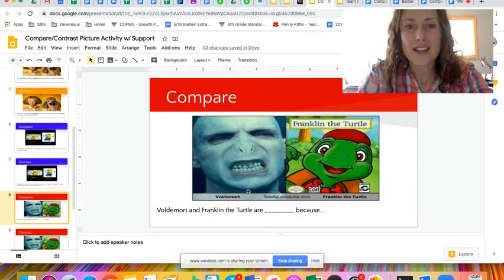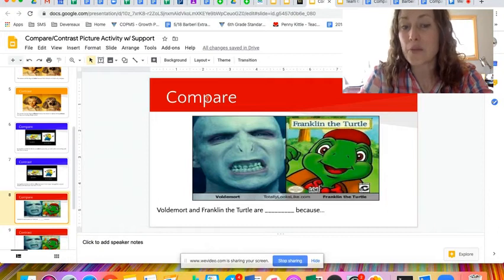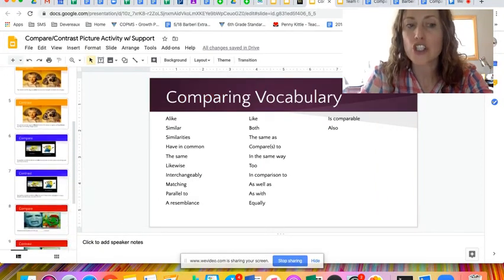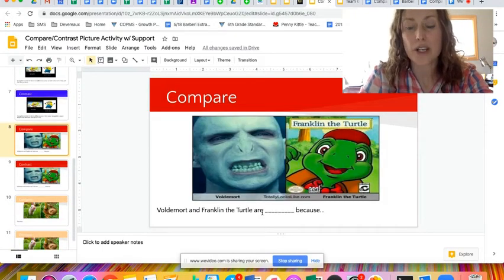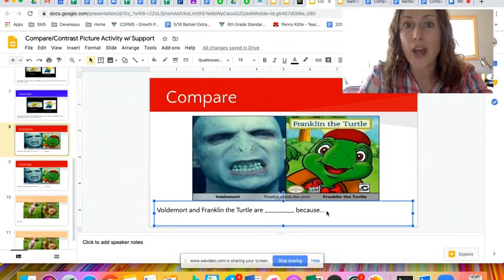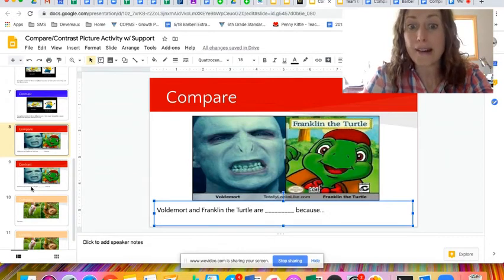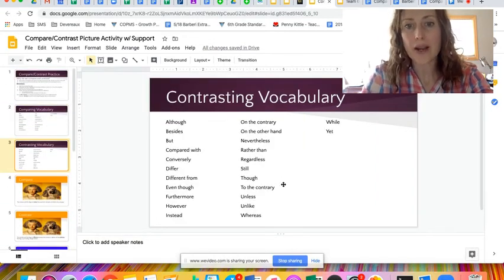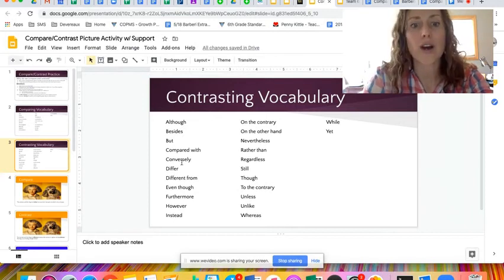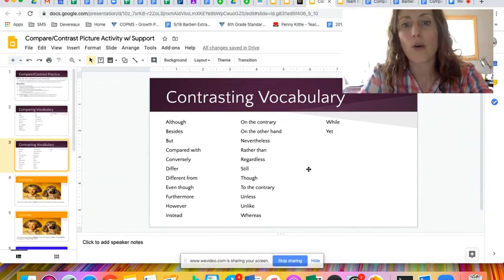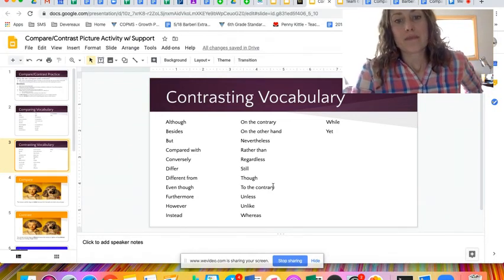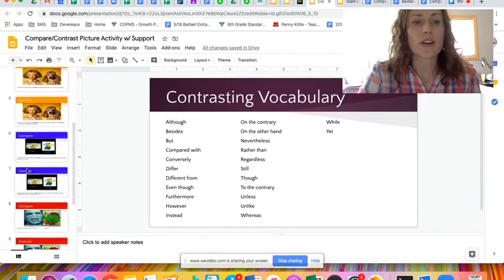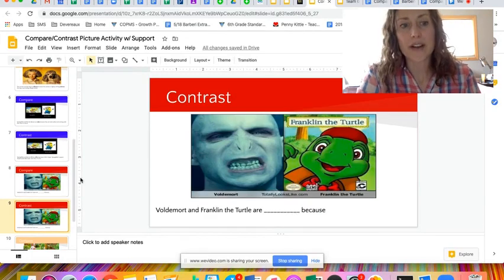Up to you, okay? Now, the next 2 slides, you're comparing, and the sentence frames are there for you. So we have Voldemort and Franklin the Turtle are, and this is comparing, so you're going to scroll up and look at the comparing vocabulary, choose a word or phrase, put that in, you can delete this out and put it in the blank, and then tell me why they are similar, or what you notice about their appearance that's similar. Maybe you know their characters, their personalities, those are most likely dissimilar, and that could go here on the contrasting slide. They are, now here you scroll back up to look at the contrasting vocabulary. They are, you could start actually with something like although they are similar, or you could just say they are dissimilar. I should put that in there. Dissimilar or are different because, and then explain how they are different, okay?